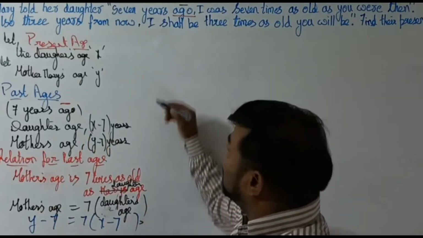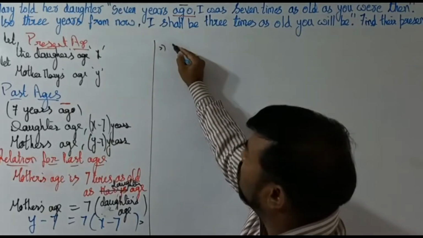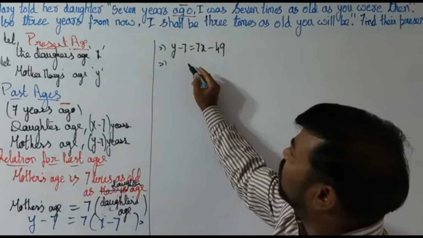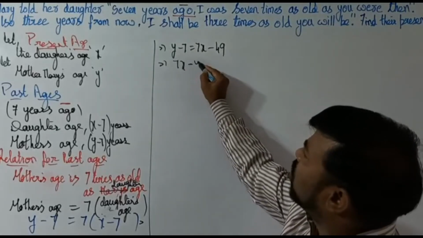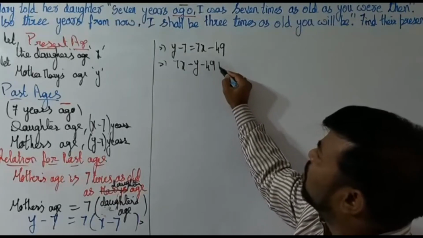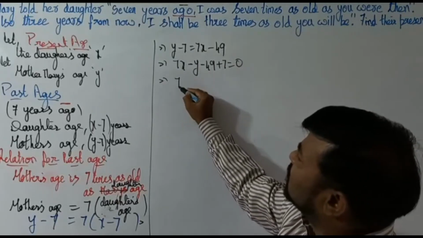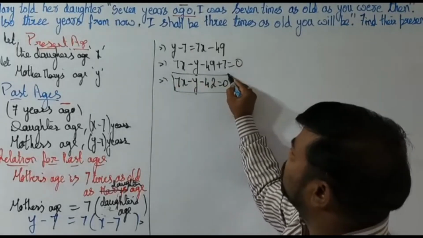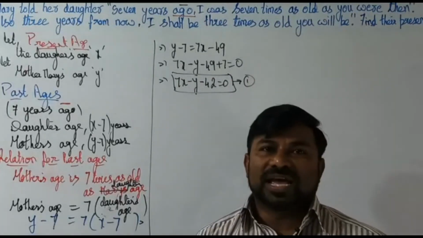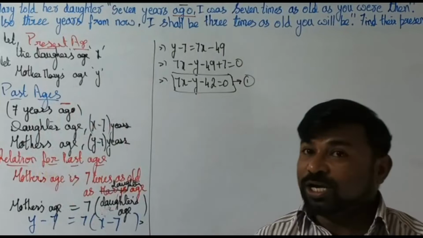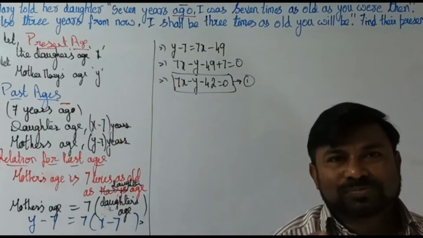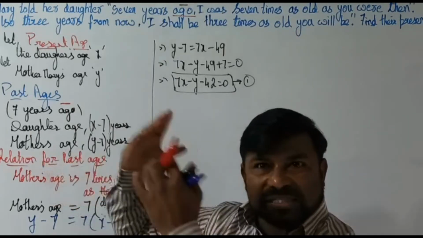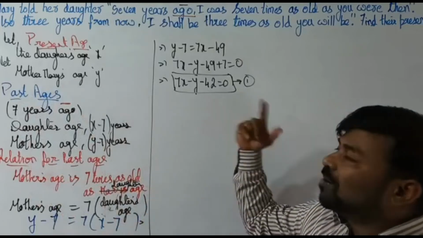If you frame it in terms of an equation, y minus 7 is equal to 7x minus 49, and if you rearrange this, 7x minus y minus 49 plus 7 equals 0, which implies 7x minus y minus 42 equals 0. This is equation 1 that I got with the help of the past relation. So how many unknowns are we supposed to find? 2. How many relations do we need? 2 relations. With the help of the past relation, I have framed the first equation.